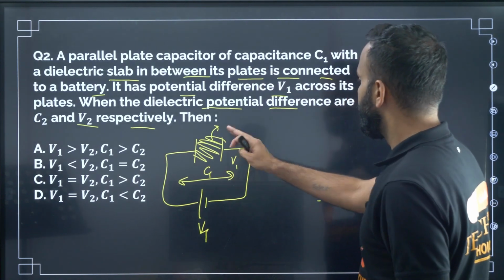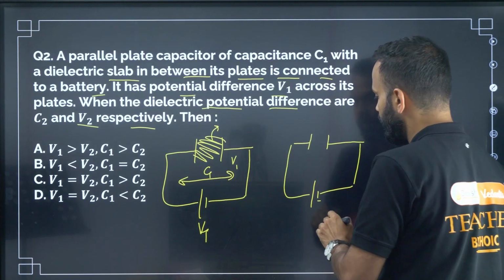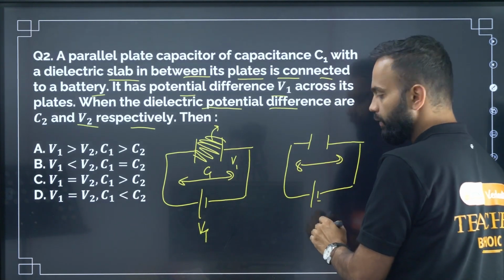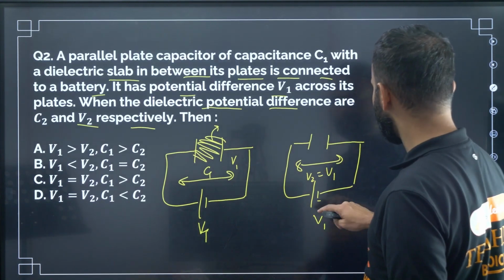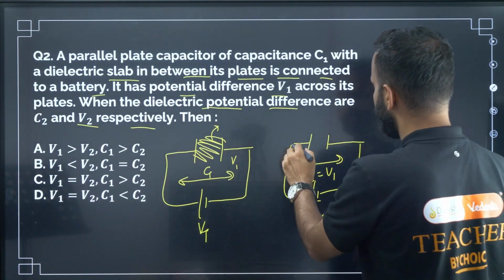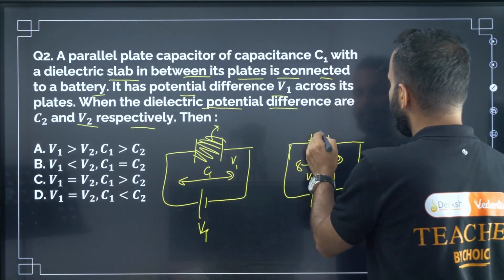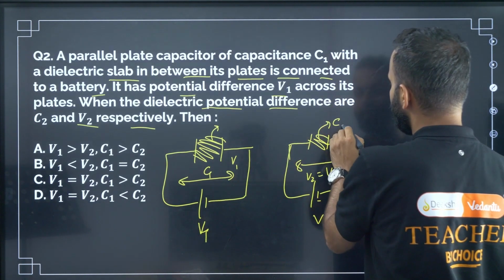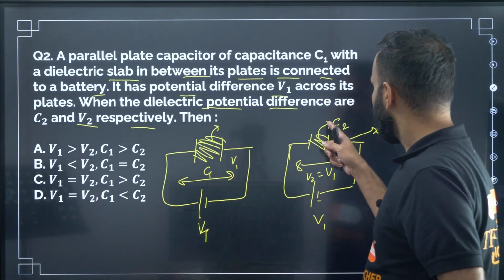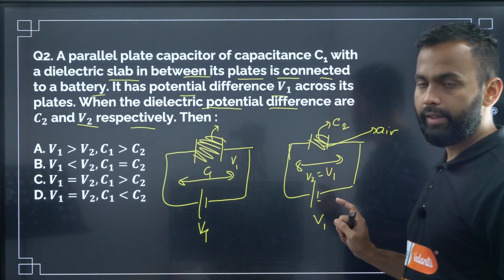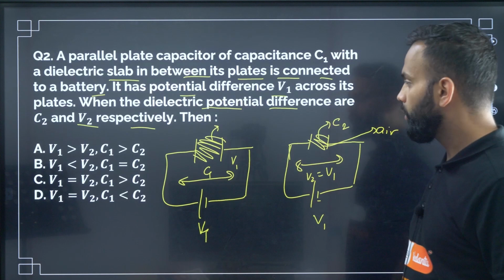Now the dielectric is removed. So what is the potential difference? The potential difference would be the same, V2 equal to V1, because the same cell is still connected. But the capacitance changes. Here the capacitance is C2, when you remove the dielectric.